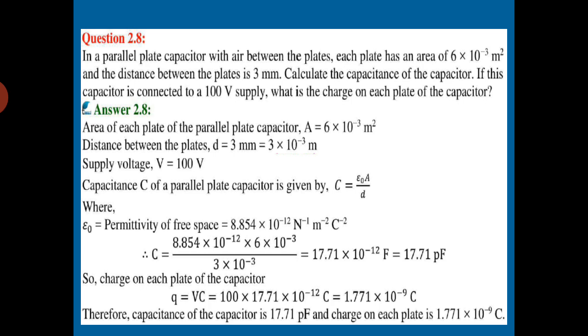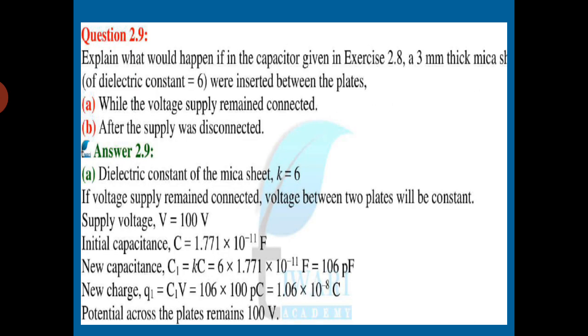Now in the second part you are asked to calculate the charge on each plate. Q is equal to what? C into V. C you have calculated. V is given to you in the question, 100 volts. Putting the values of C and V, calculate Q. This comes out to be 1.771 into 10 raised to power minus 9 coulombs. You can also write it simply as 1.8 into 10 raised to power minus 9 coulombs. Now come to the next question, NCERT exercise question 2.9.